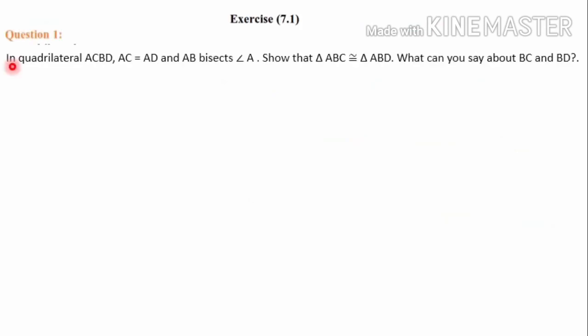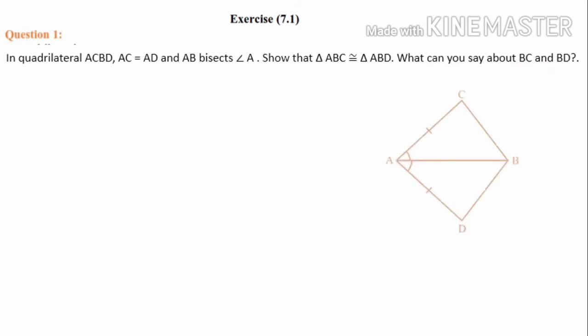Next, we shall discuss the first question from exercise 7.1. The question is, in quadrilateral ACBD, AC is equal to AD and AB bisects angle A. Show that triangle ABC is congruent to triangle ABD. What can you say about BC and BD?